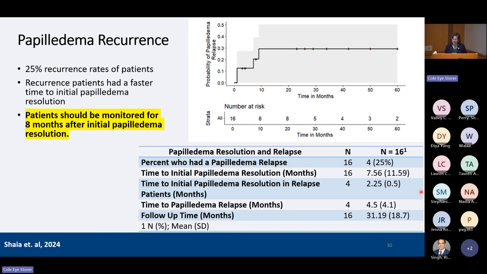And then in addition here, we evaluated that overall patients should be monitored for about 8 months after initial papilledema resolution. Again, just looking at our time to papilledema relapse, our mean and our standard deviation. So if we look at these patients for about 8 months, it should be fairly comprehensive for at least this population in trying to avoid or catch a recurrence. Because again, if a recurrence happens, they could still be at risk for significant vision loss. So we need to catch that quickly.